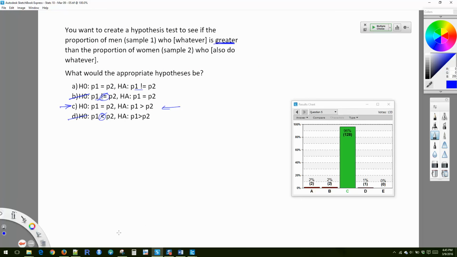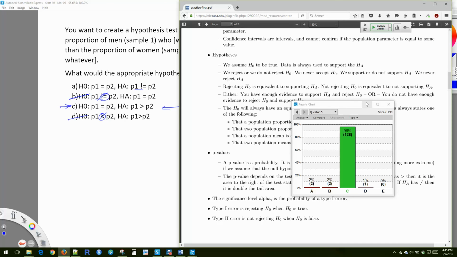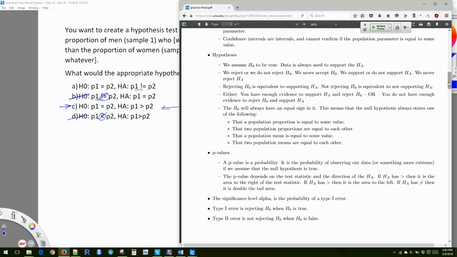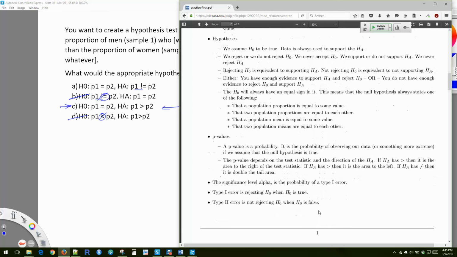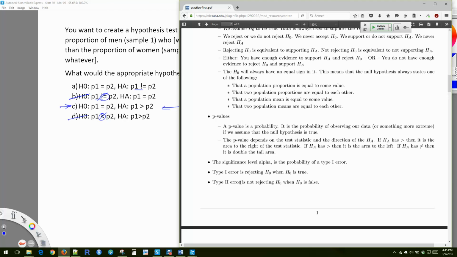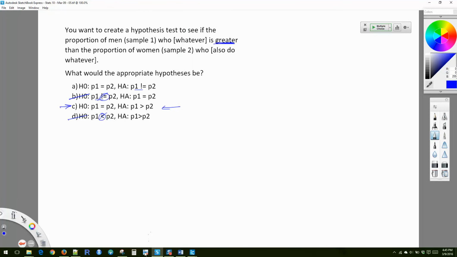Let's see, a few more things. I want to talk about p-values and then type 1 and type 2 error. Type 1 error is rejecting the null when the null is true. Type 2 error is rejecting the null when the null is false. The significance level alpha is the probability of a type 1 error. So keep that in mind.